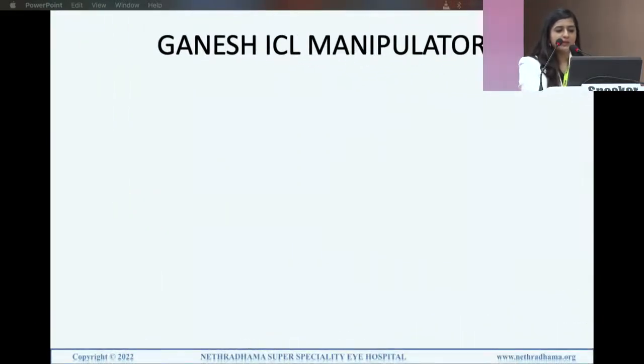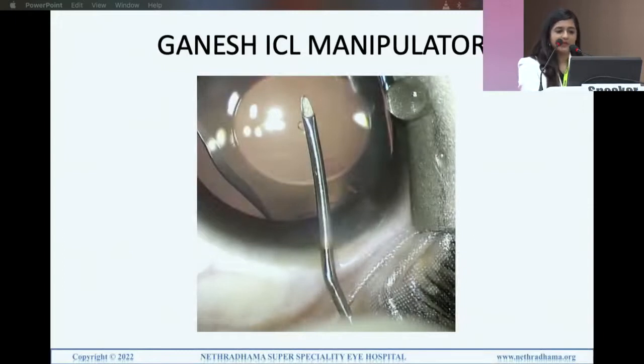In our setup, we use something called the Ganesh ICL manipulator, which was designed by Dr. Sriganesh. This is actually a visco cannula, which has a manipulator at the end. So as you're injecting viscoelastic, you can manipulate the ICL with the same instrument. So there is much less instrumentation in the anterior chamber, and the same instrument can be used in a single main wound, and the side ports don't even have to be made.